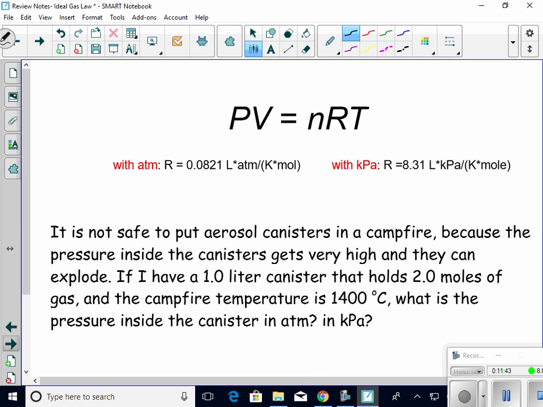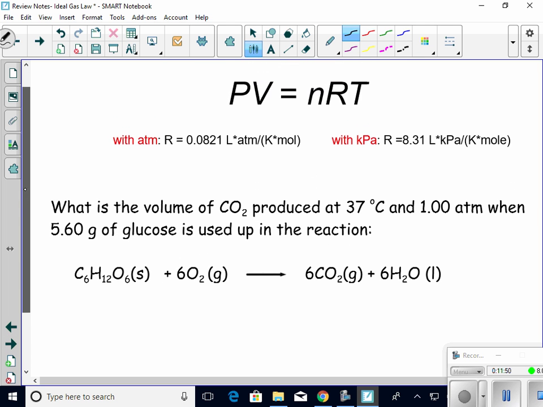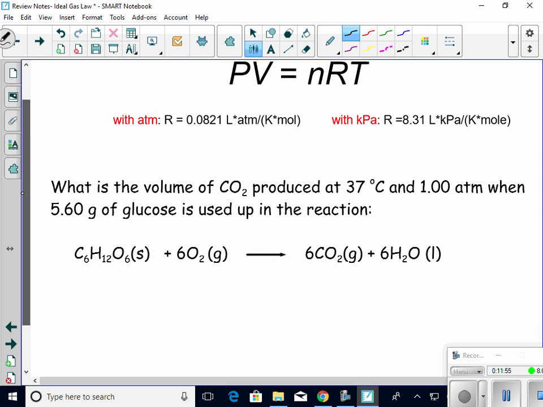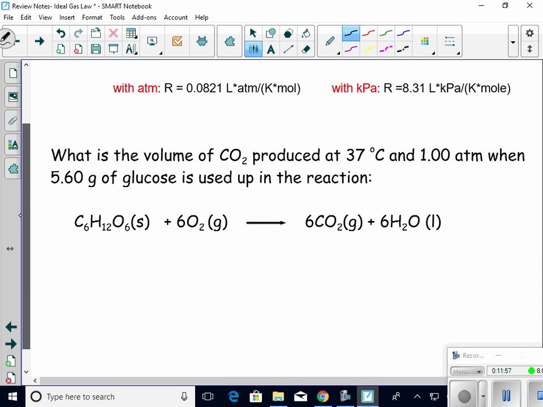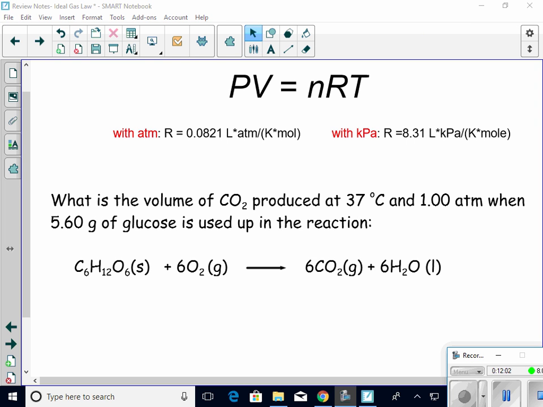Now, this I'm not going to do. This I am going to do. This guy right here I am going to do because this is a different type. So go ahead and copy this down, then we'll roll with it. What is the volume of carbon dioxide produced at 37 degrees Celsius and 1 atmosphere of pressure when 5.60 grams of glucose is used up in the reaction?